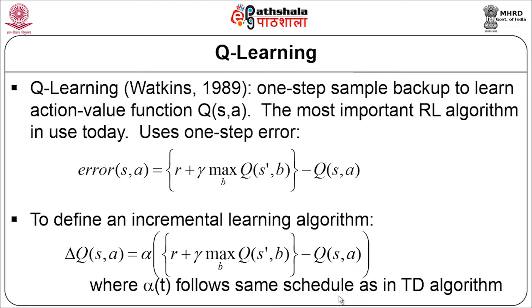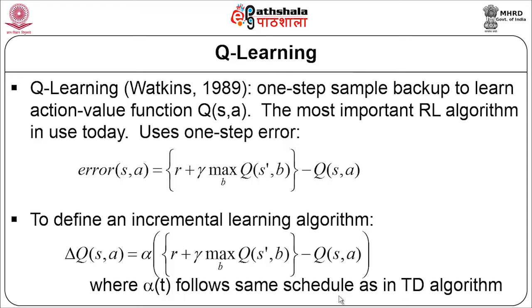So, Q learning was done by Watkins in 1989, and it is actually a one step simple backup to learn the action value function Q of S comma A. It is the most important reinforcement learning algorithm in use today, and it uses a one step error. What we are doing is we are finding Q of S comma A, and we are putting the value of Q of S comma A depending upon the Q of S dash comma that action. So, one step error is possible. The error for S comma A is nothing but the reward plus the discounted value of the next state minus the Q value of this state.